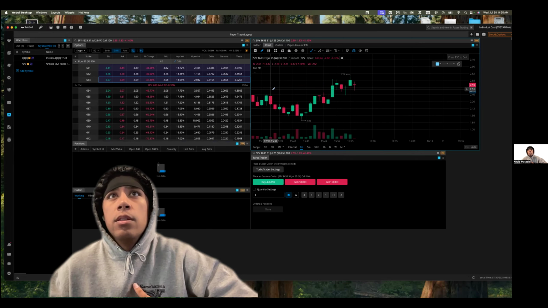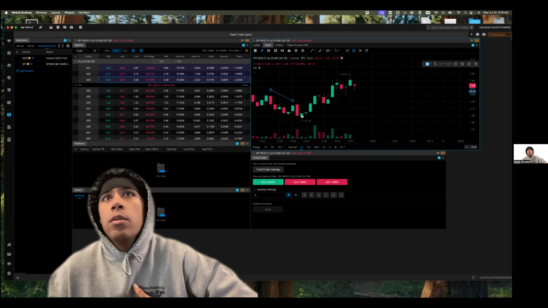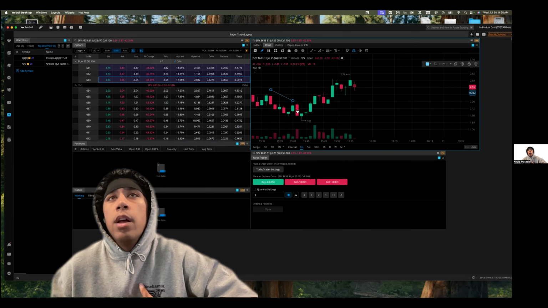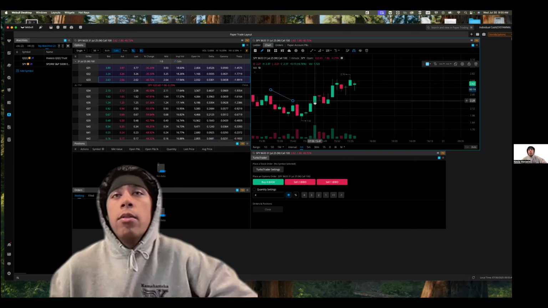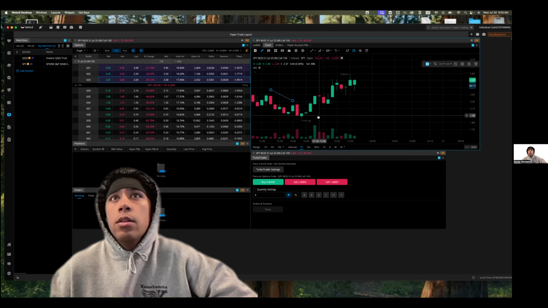Yeah, but since this is like a downtrend right here, right? So this hammer would indicate a possible reversal of the trend, meaning that it would go from a downtrend to a possible uptrend. Not a guarantee, but a possible uptrend. And so I guess, yeah, that's fair.